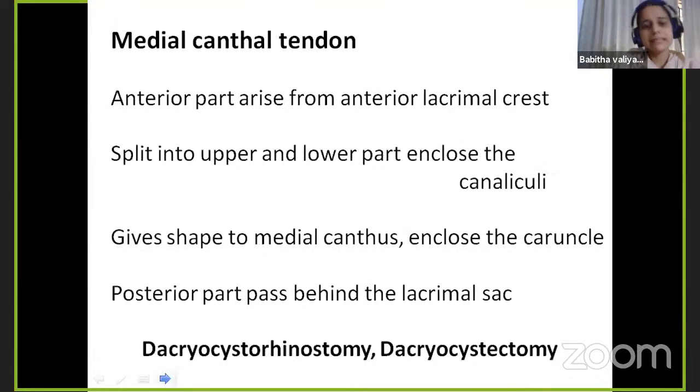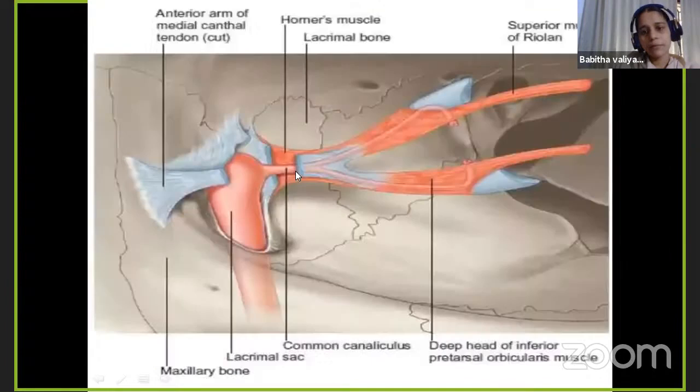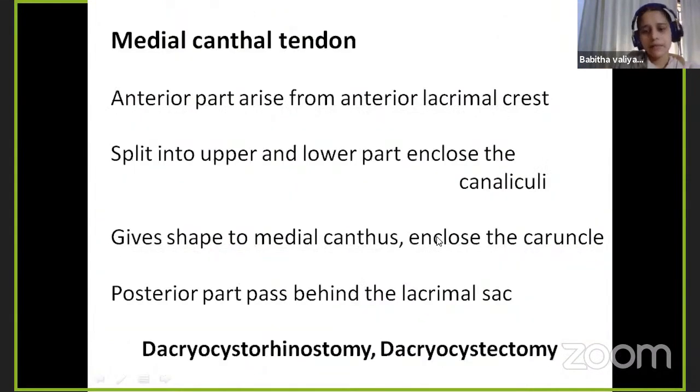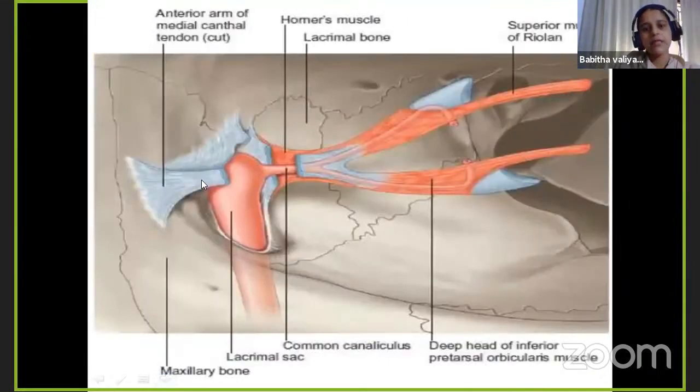The medial canthal tendon, the anterior part of it, arises from the anterior lacrimal crest. Then it splits into upper and lower parts to enclose the lacrimal canaliculus. And it gives shape to the medial canthus and encloses the caruncle. The posterior part is seen behind the lacrimal sac. During rhinostomy and dacryocystectomy, we cut this medial palpebral ligament from the anterior lacrimal crest to expose the lacrimal sac.